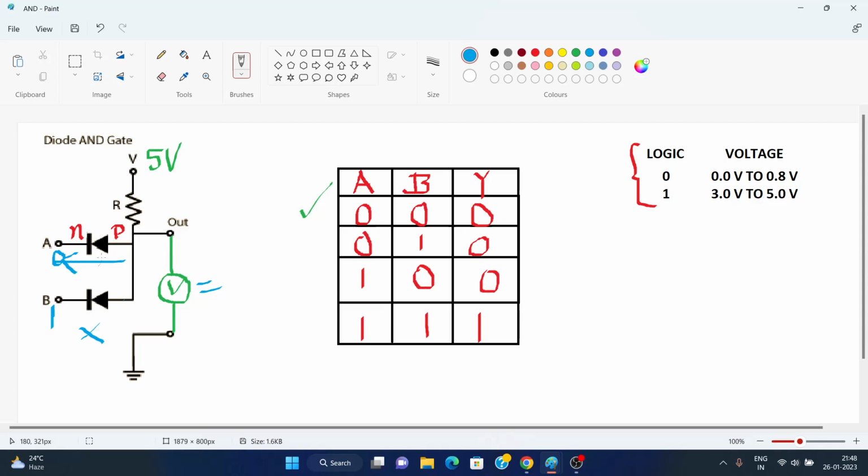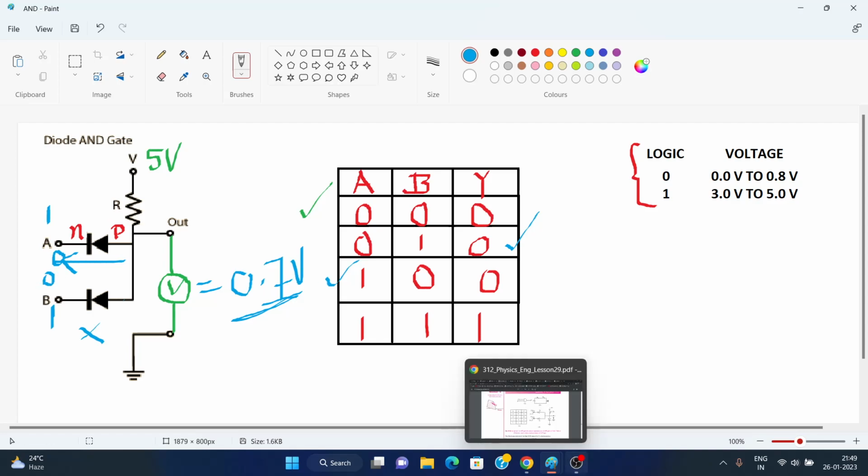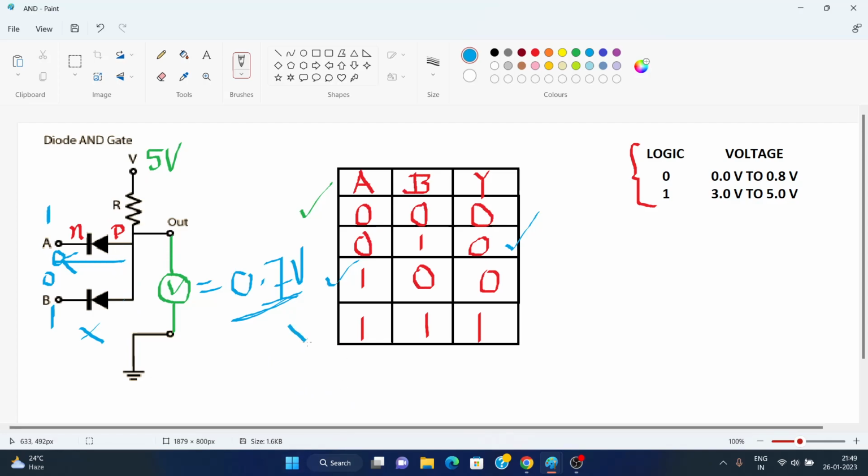That means the voltage drop across this diode will be 0.7 volt, nearly 0.7 volt for silicon diodes, and that will be 0. And the same thing will repeat for this third row. A will be 1 and B will be 0 for the third row. The same thing will repeat, you can understand. And for the final and fourth row, I'll show you.